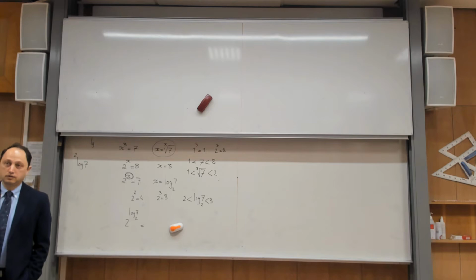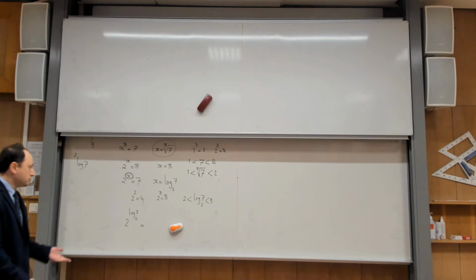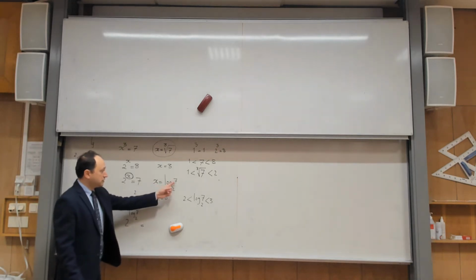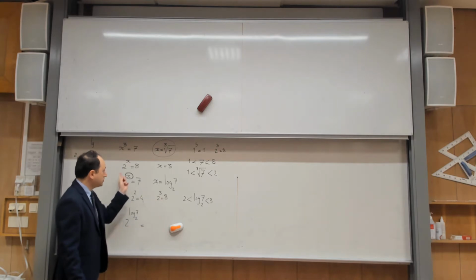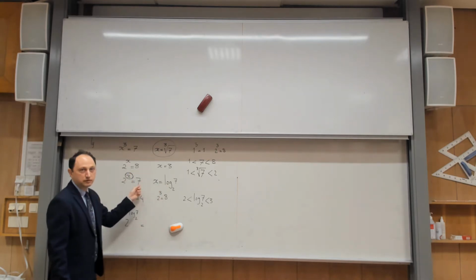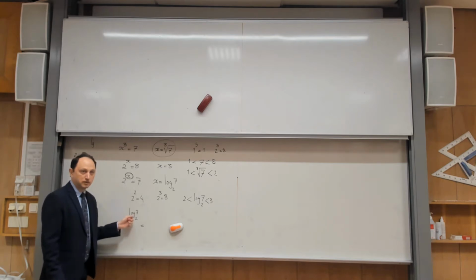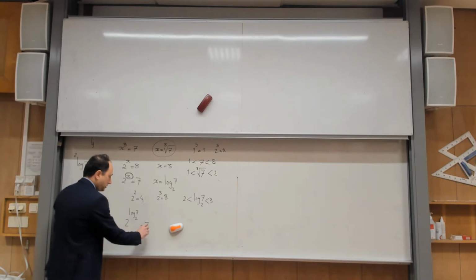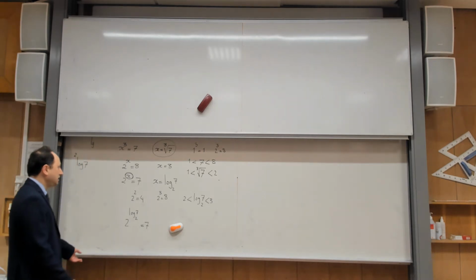What is the answer? It's 7. Because I just told you, logarithm of 7 in base 2 represents the number so that when I raise 2 to that power, it becomes 7. What I am doing now, I am really raising it to that power. So according to my definition, it should be 7. Is that understandable?